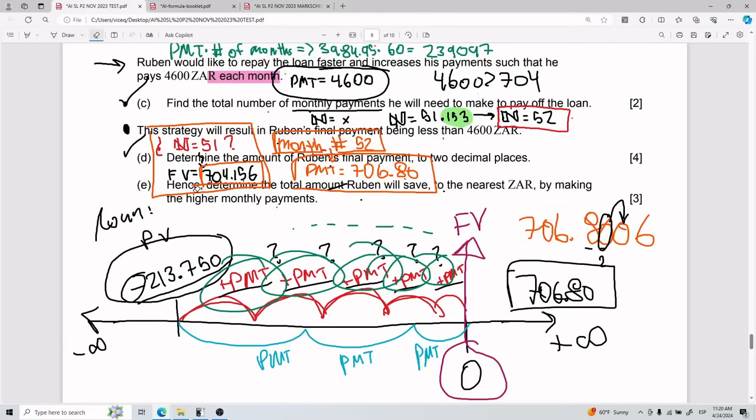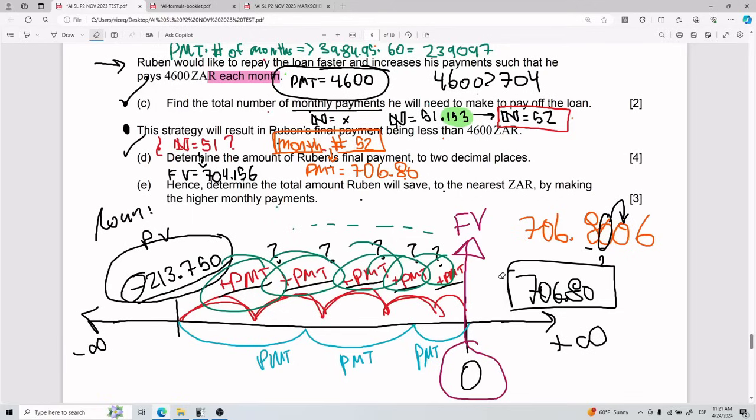And last but not least, for part E, we need to determine the total amount Ruben will save to the nearest ZAR by making the higher monthly payments. The whole point of making higher monthly payments is that he needs to pay fewer months, and if he needs to pay fewer months, then the bank charges less interest. How would it charge less interest? Each month they charge a little bit, right? So if there are fewer months, there's less interest they can charge. Intuitively, that's the main idea. The real world is a little bit different, but let's leave it at that, okay?